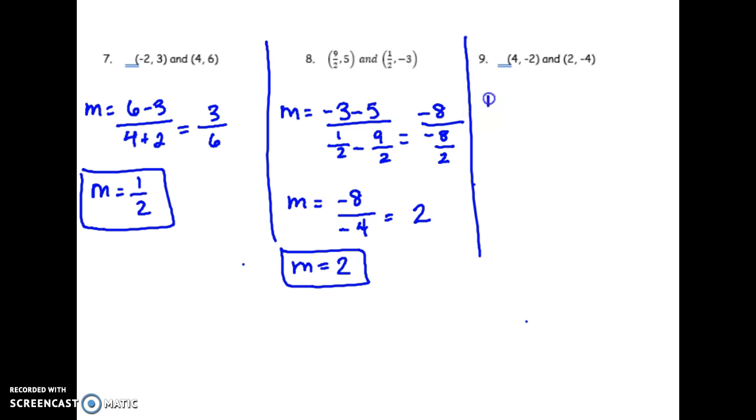And then for number 9, our slope is negative 4 plus 2 divided by 2 minus 4. So we're going to get a negative 2 divided by a negative 2, which when we simplify is going to be 1.